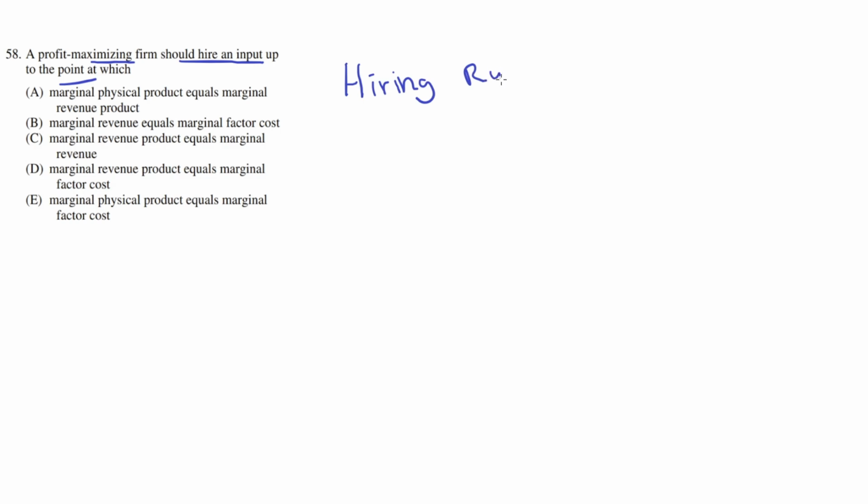The hiring rule tells us how much input the profit-maximizing firm should hire, and that rule is simply the point at which MRP equals MRC, or marginal revenue product equals marginal resource cost. Marginal resource cost has another similar name, marginal factor cost. So we're looking for the point where marginal revenue product equals marginal resource cost, or marginal factor cost. So let's look at the answer choices.